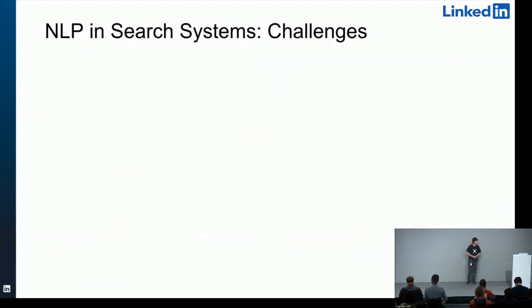I think it's quite clear here where natural language processing is behavior and which kind of search components it is related to. But is it easy to do natural language processing in search systems? It has challenges, right? What kind of challenges do we have?